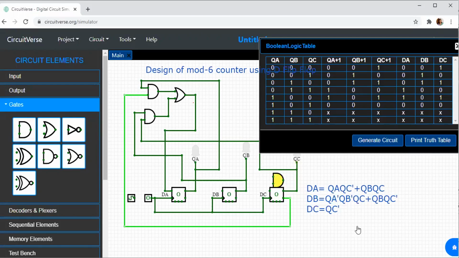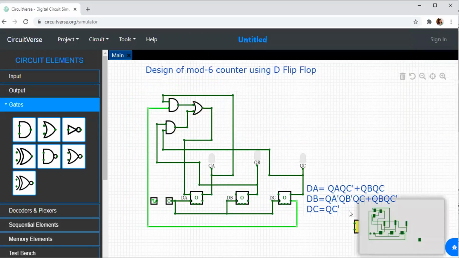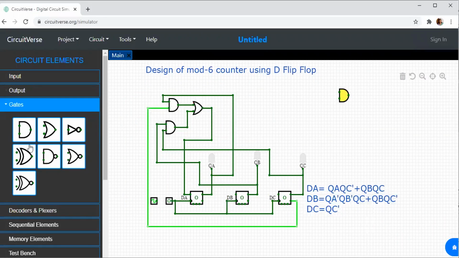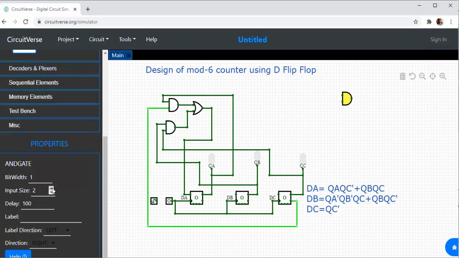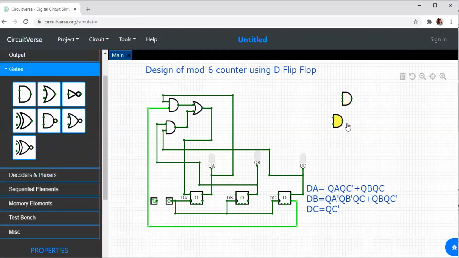Then DB is equal to QA bar QB bar QC plus QB QC bar. So I require a 3 input AND gate. Let me keep a 3 input AND gate for QA bar QB bar QC, and one more AND gate, and one OR gate. So this is nothing but DB.